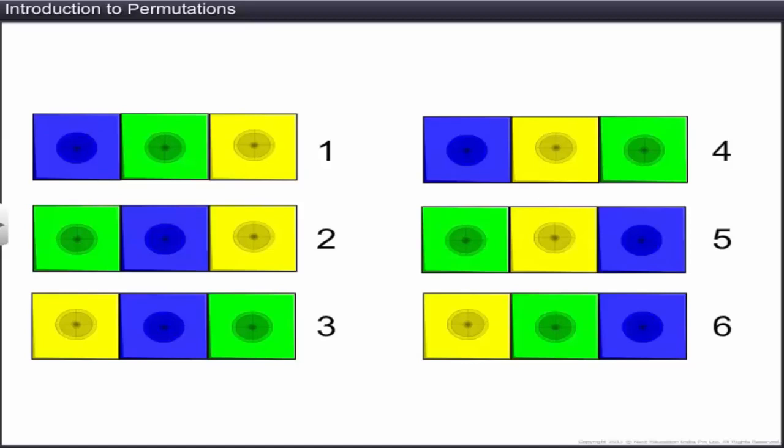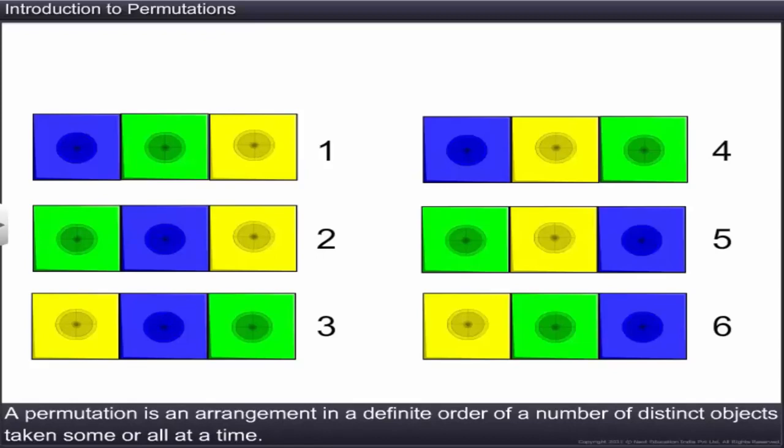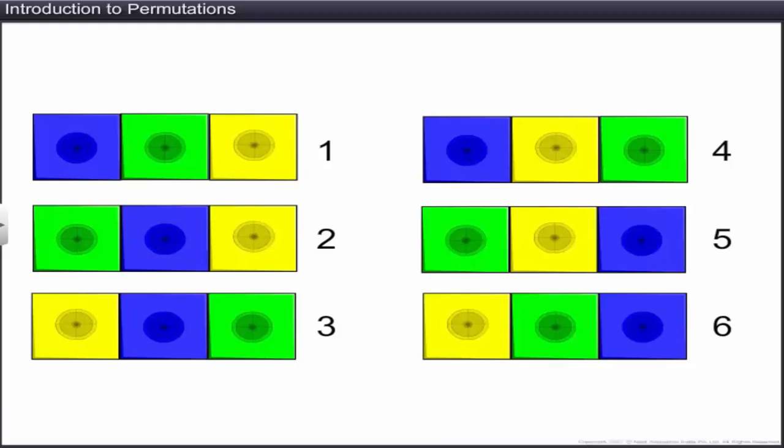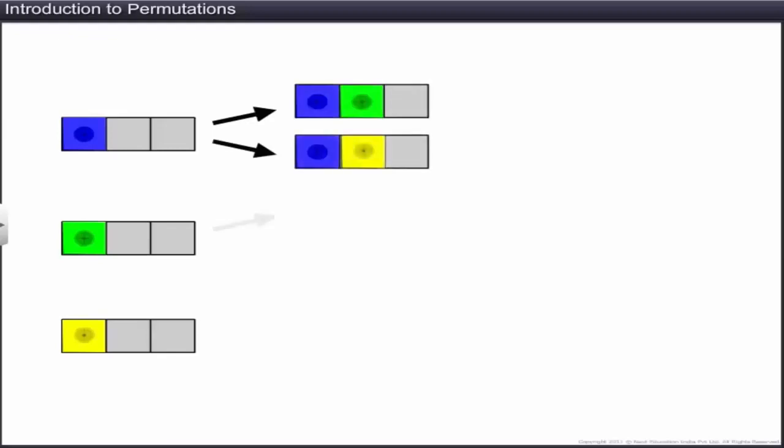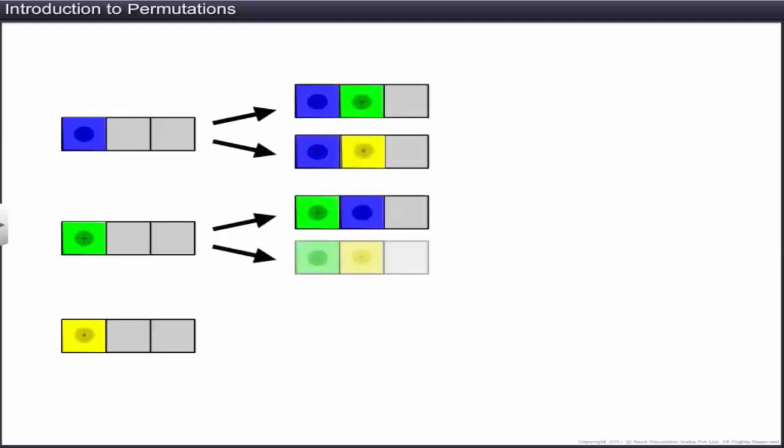Here, each arrangement is called a permutation. We can define a permutation as an arrangement in a definite order of a number of distinct objects, taken some or all at a time. Let's analyze the pattern of permutations. For the first place of the tiles, we have a choice of 3 tiles. When the second position has to be filled, we have a choice of 2 tiles.